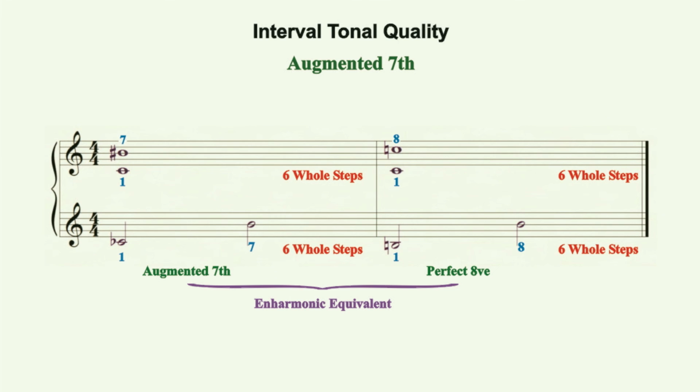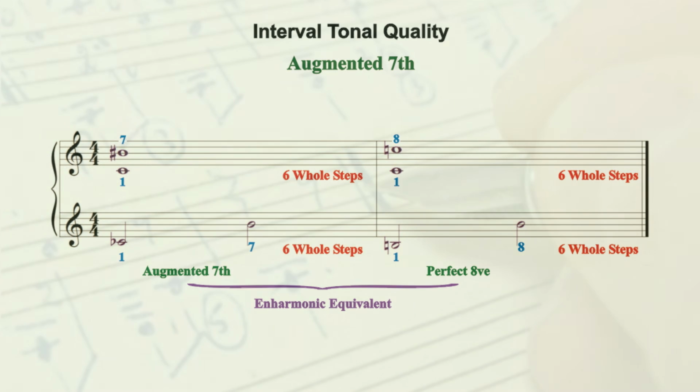When we increase the pitch distance of a major seventh by 1/2 step by raising the B natural to a B sharp, as in the upper illustration, or by lowering the C natural to a C flat, as in the lower illustration, we create the interval of an augmented seventh. Augmented sevenths are enharmonically equivalent to perfect octaves, both having pitch distances of 6 whole steps.